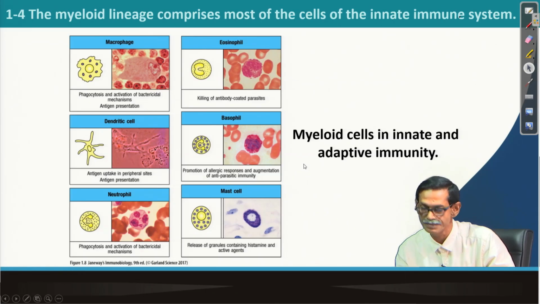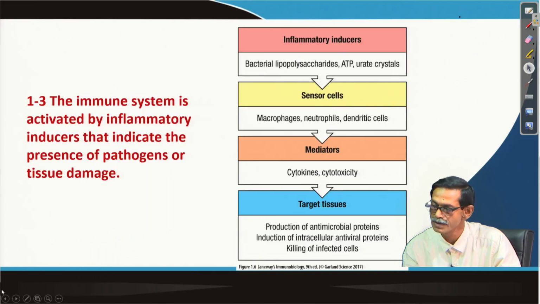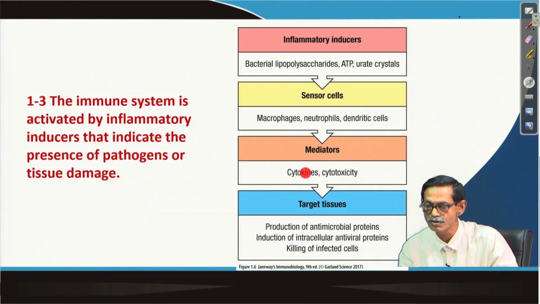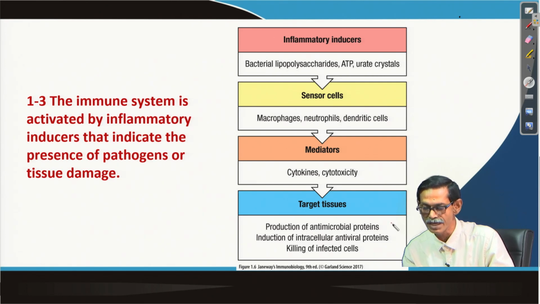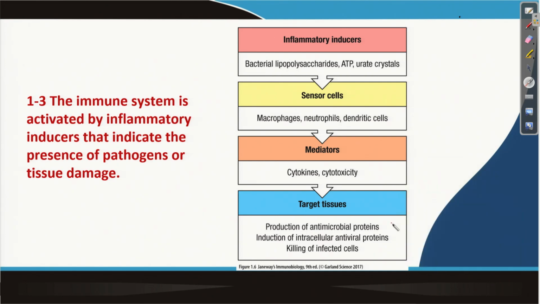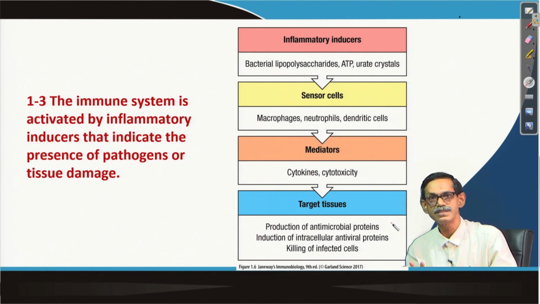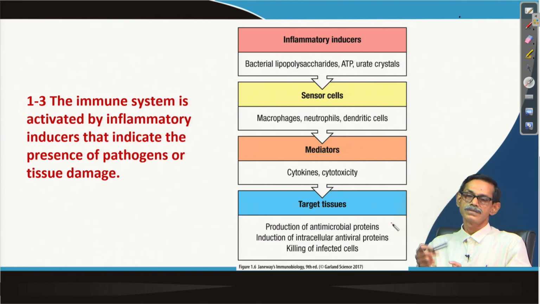Cytokines, and also there is some cytotoxicity developed by ILCs. The target tissue responses are production of antimicrobial proteins where the infection happens, induction of intracellular antimicrobial and antiviral proteins, and killing of infected cells. So, somehow this is going to happen when any infection happens in our body.